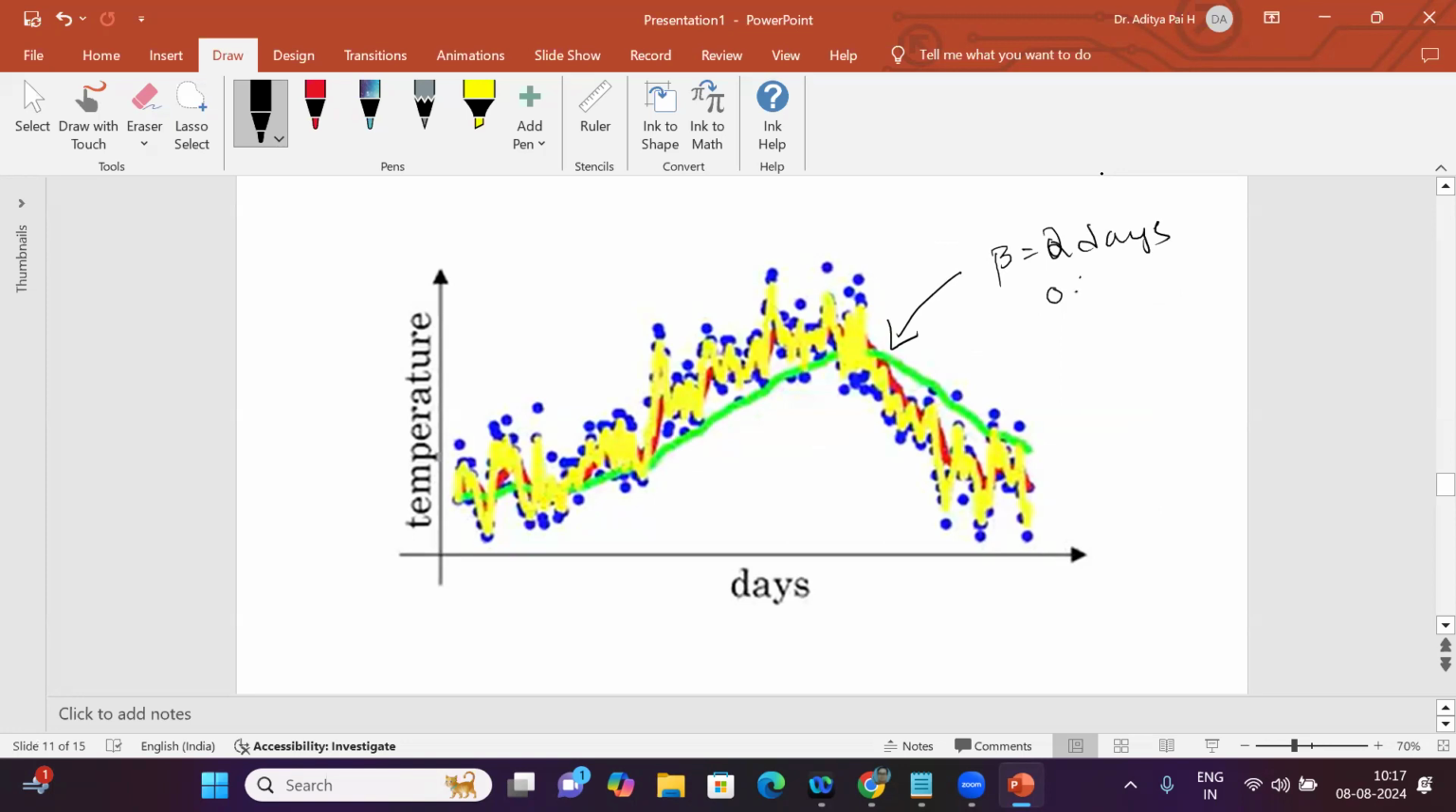Or you can say when your beta is small, you're getting the averaging over 2 days. You can see the much shorter window. That is how you get more noise, and it is much more susceptible to outliers. But it adapts quickly to the temperature change, because here the beta value is very small, 0.5, that is for 2 days.